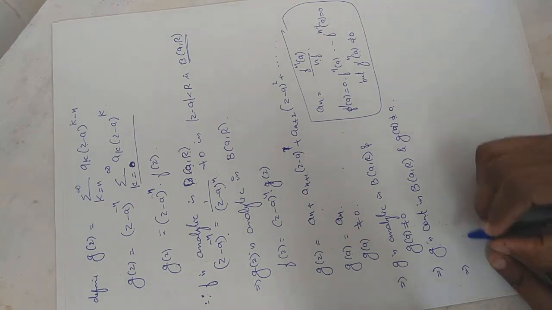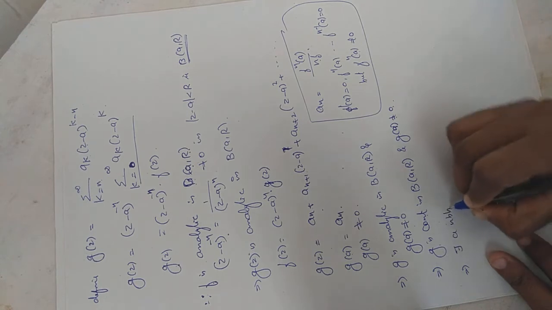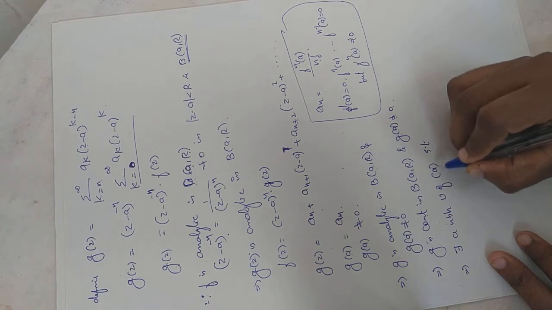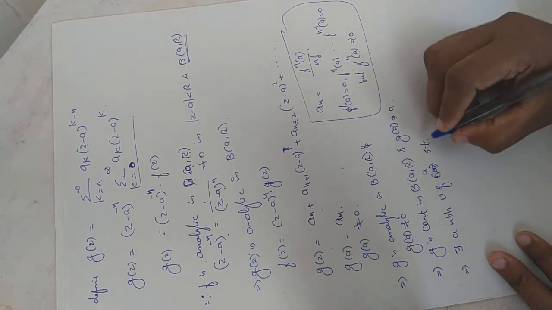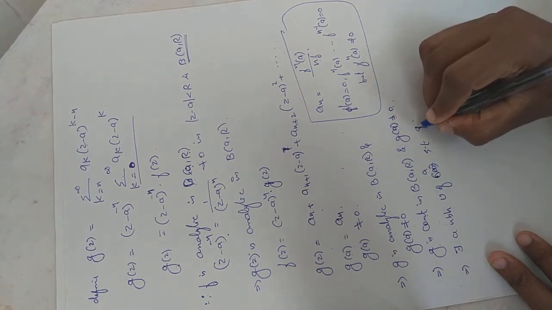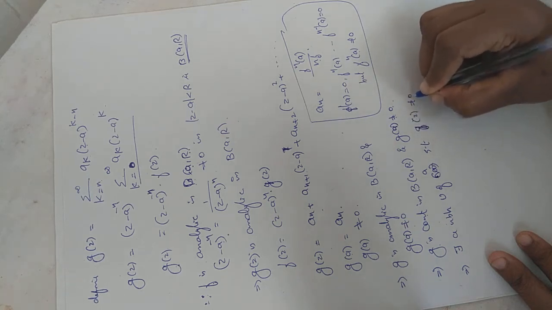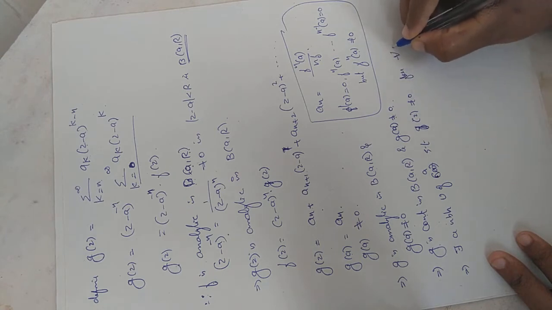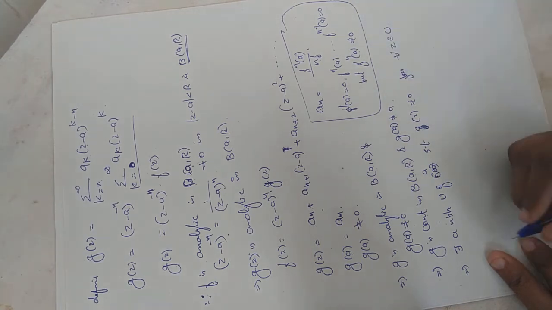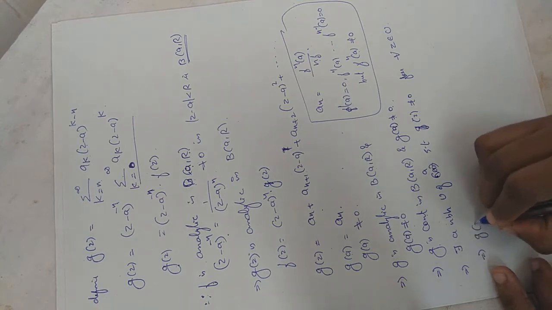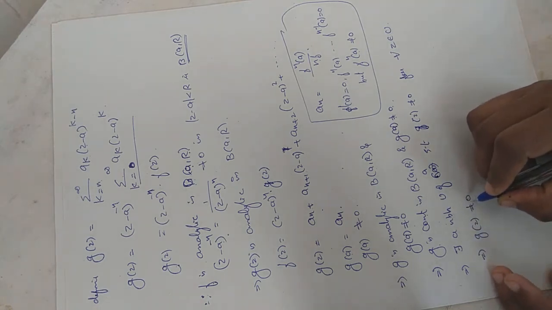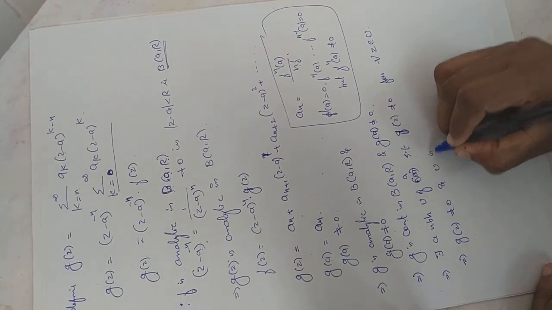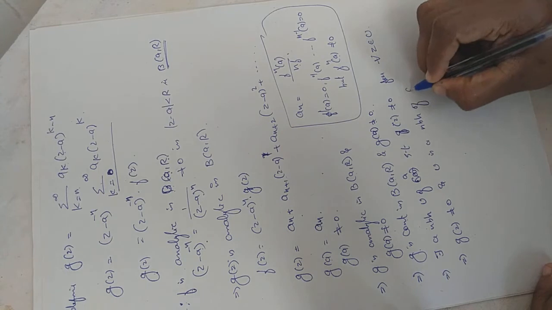Okay, so there exists a neighborhood U of the point a such that g(z) will be non-zero for all elements z in U. So g(z) is non-zero, and U is a neighborhood of a.